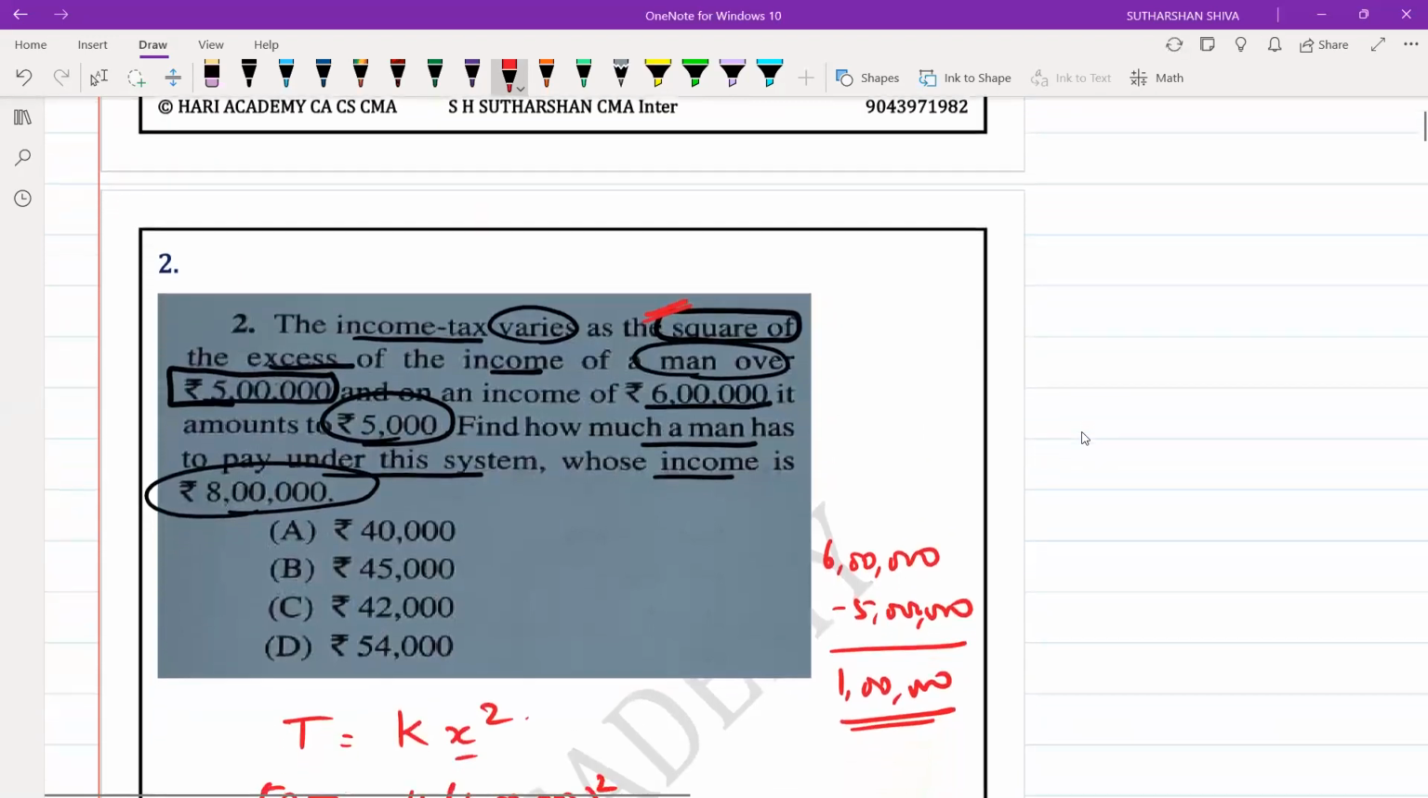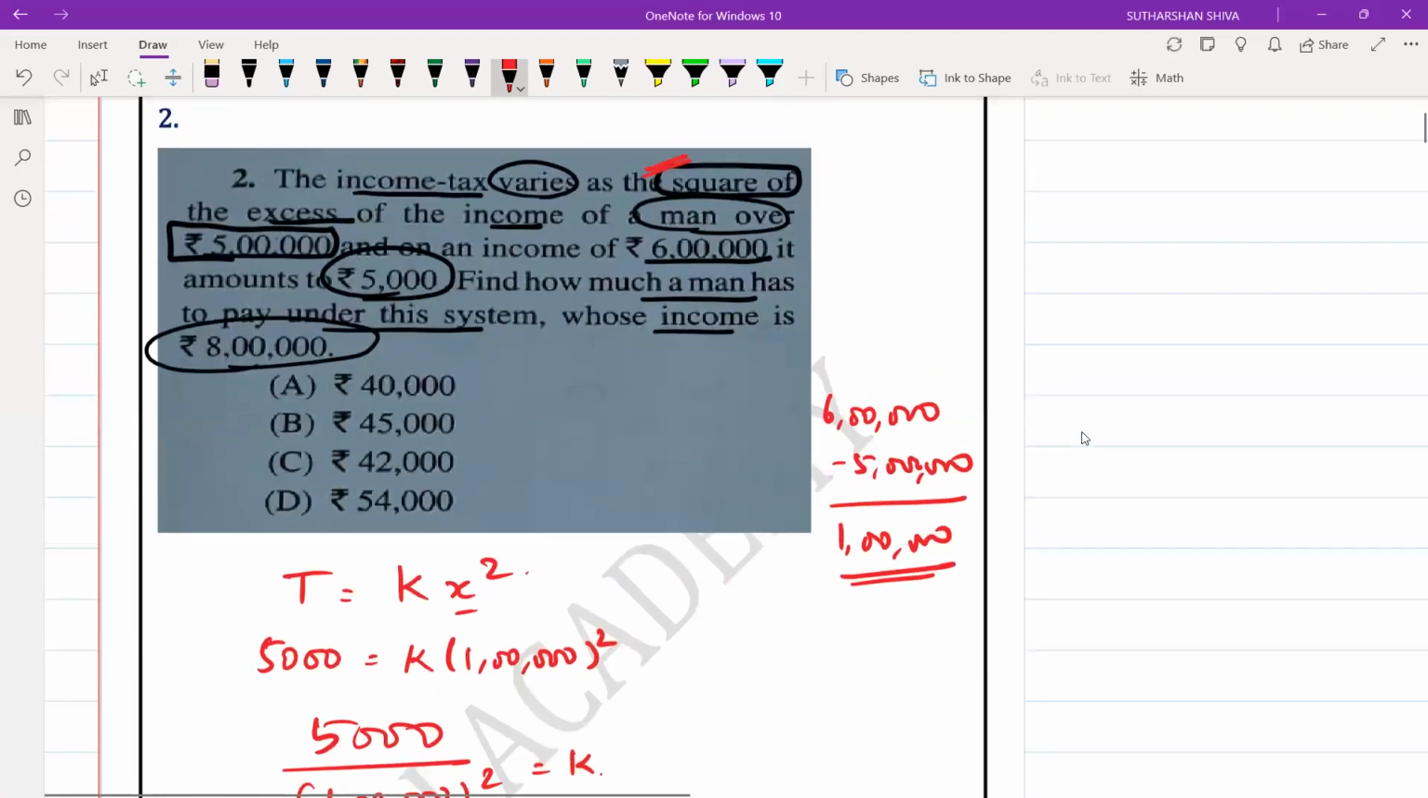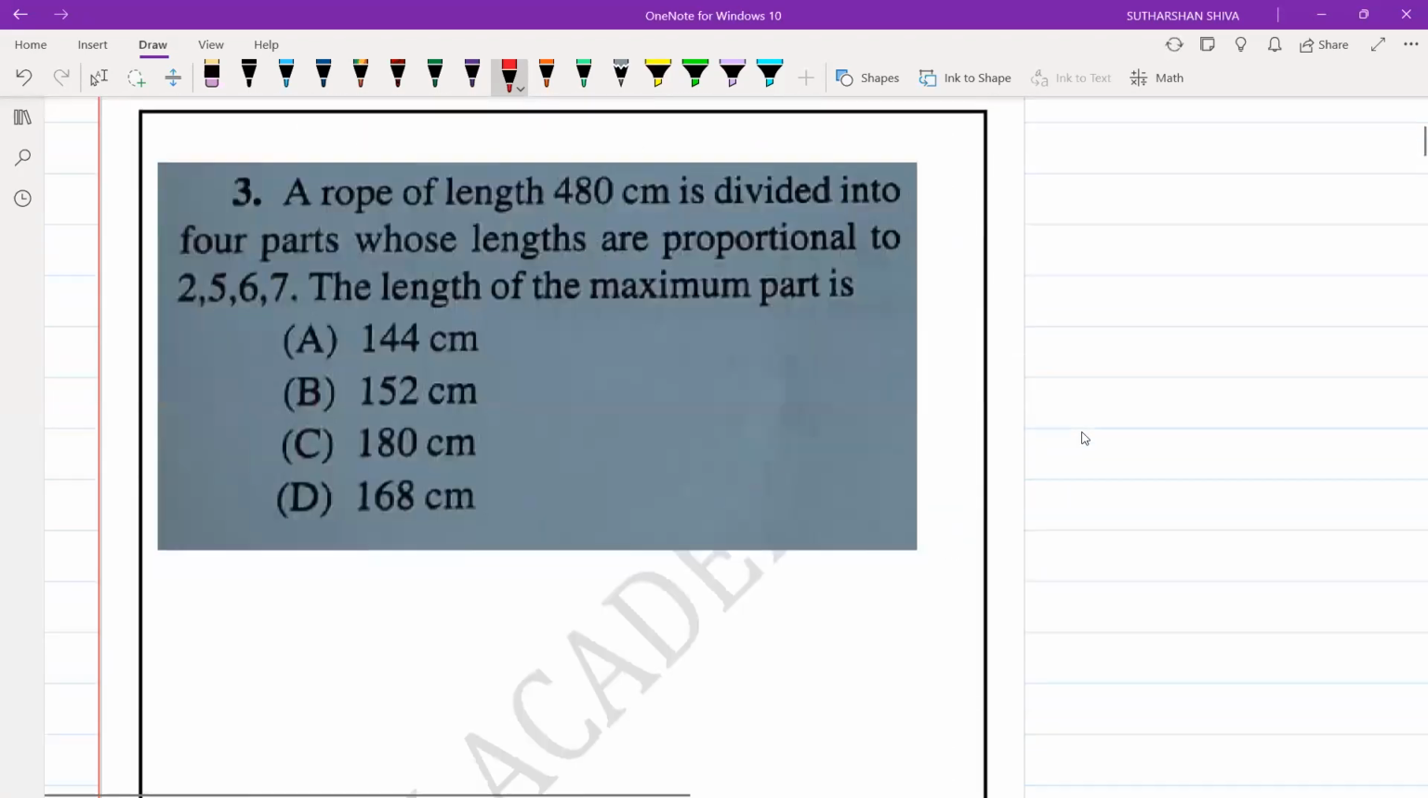8 lakh minus 5 lakh will give you 3 lakh. So 3 lakh square, if you multiply, it will become 45,000. So your answer is going to be 45,000. You can check it in calculator also. So your answer is option B.